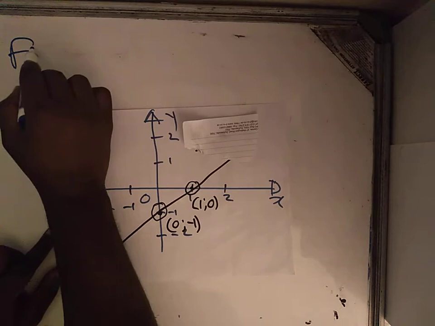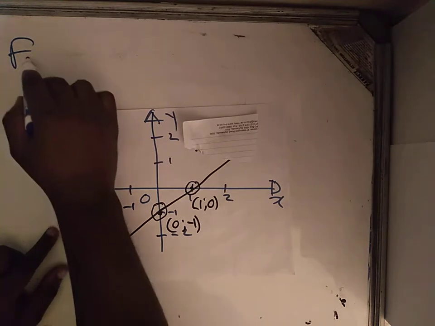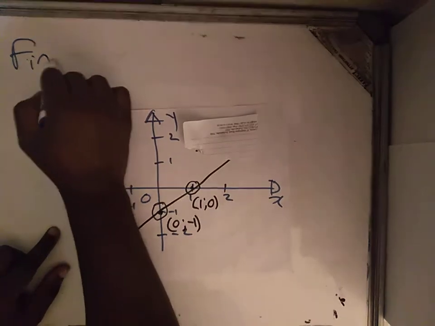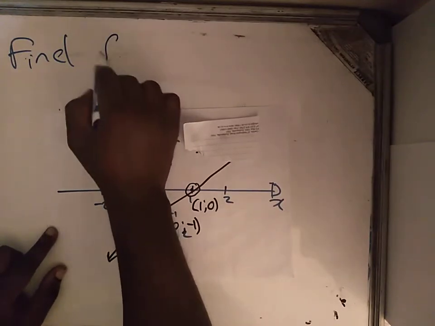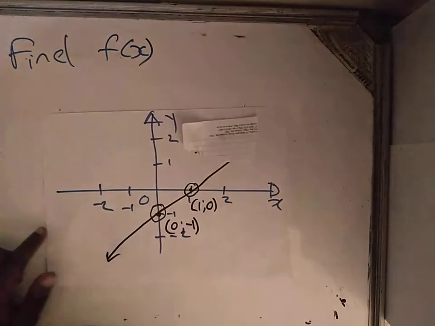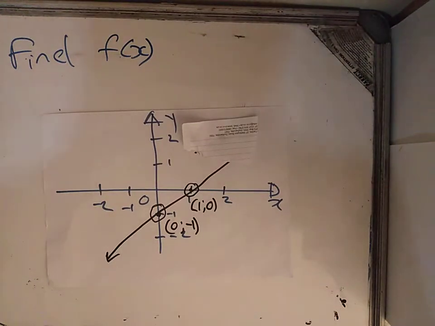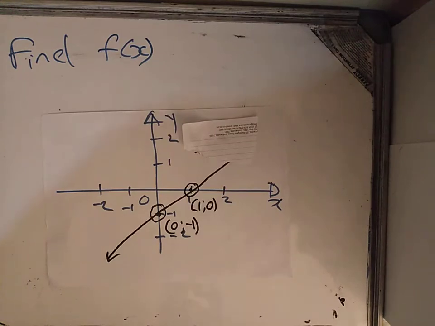find f at x, which is a function here. Some people may call it f at x. They can call it g at x also. It's also fine. Or they can say find y is equal to mx plus c. It's fine. Okay, so you must be careful.